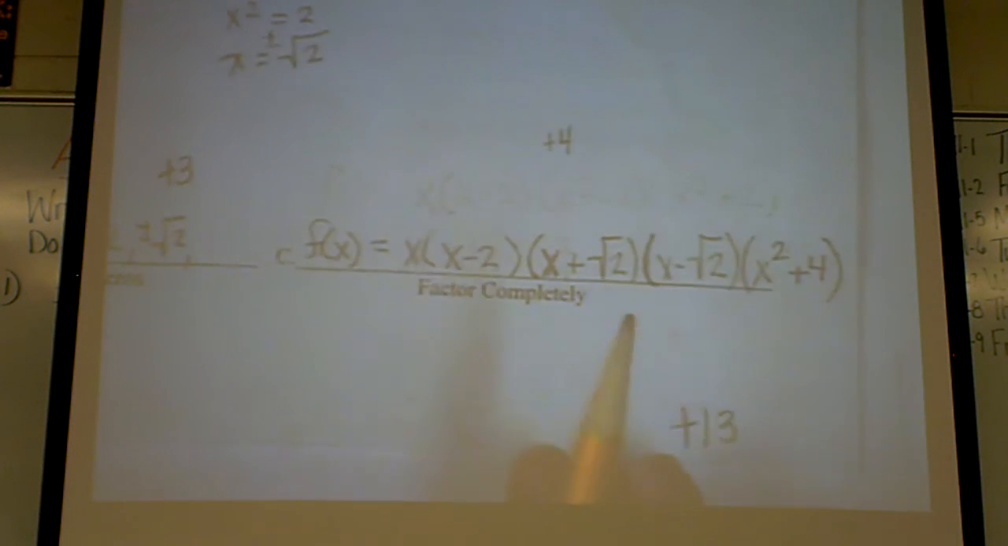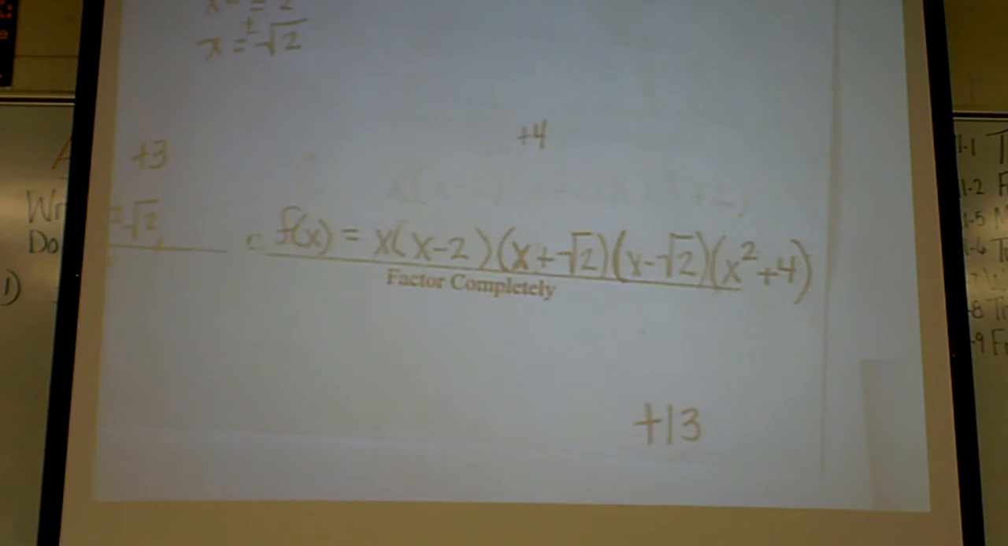And when you factor completely, you get x times x minus 2 times x plus square root of 2.